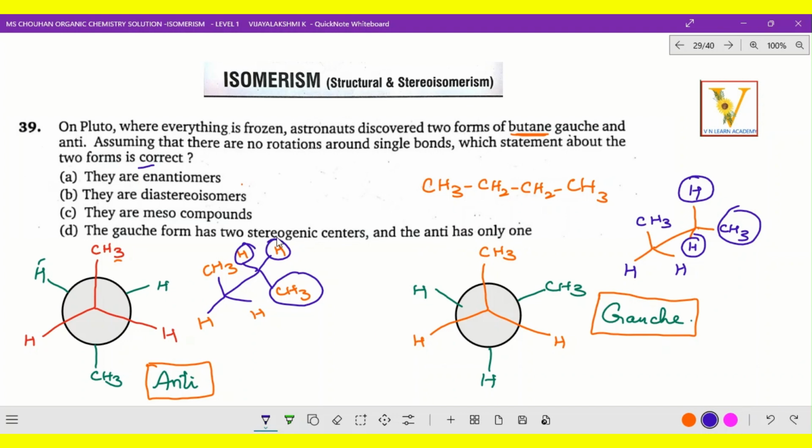Okay, come on, let us identify which is the correct option. See, here they have given butane. Butane, what is the formula?